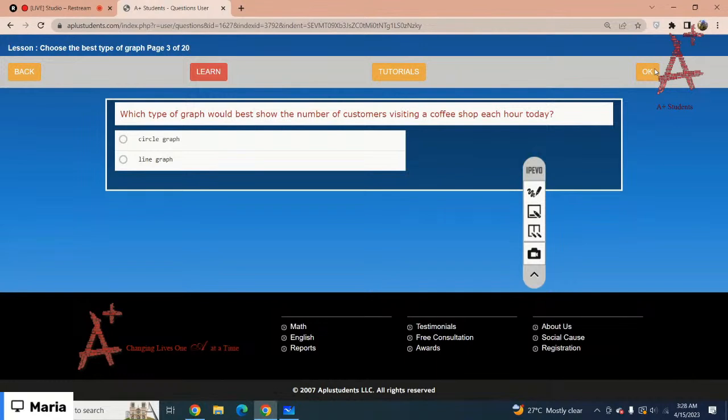Which type of graph would best show the number of customers visiting a coffee shop each hour today? Circle graph or line graph? Because they are visiting each hour today, it would be the line graph, got it, not the circle graph.